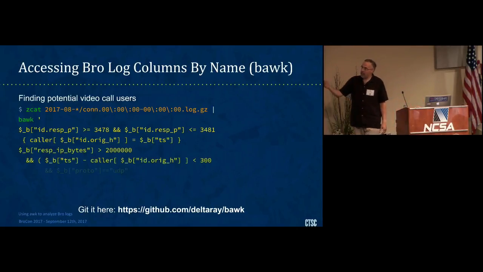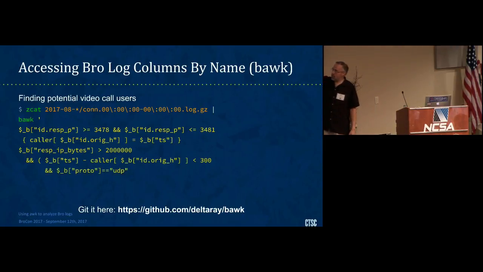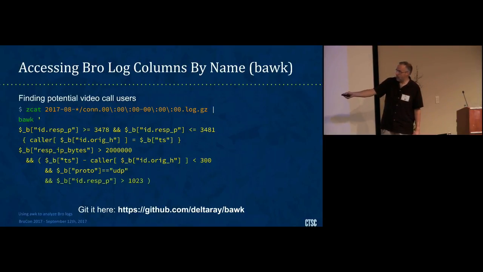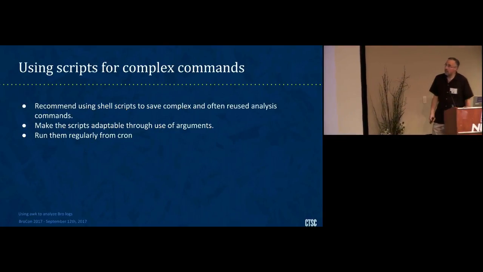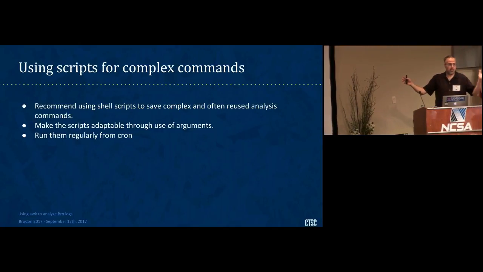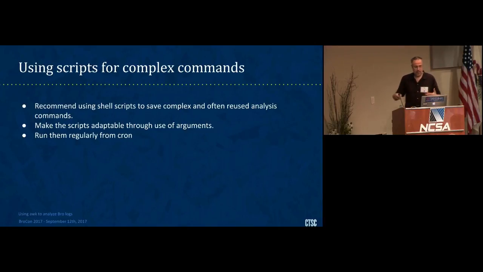So here's an example where I use the BroOc program. I use zcat, and then I reference specific header names to find people who might be doing video calls. So you can just see how it makes it a little bit more readable, being able to see exactly what column you're referencing when you make a more complex script. And like I said, don't necessarily run these long scripts by typing them in every time. Make scripts of your own that you can put into a bin directory or something.